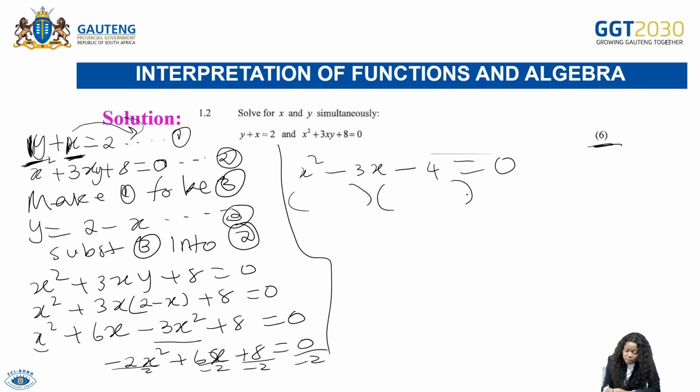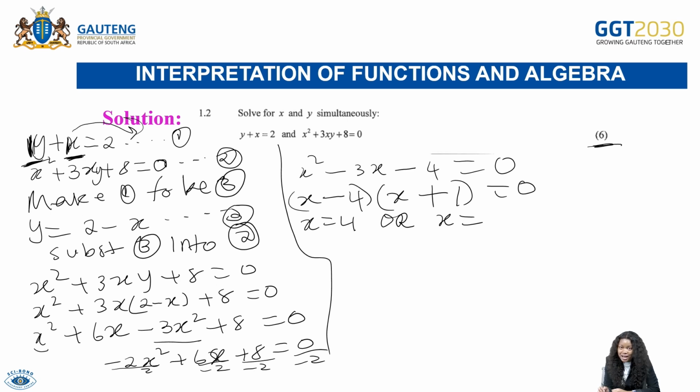Then from here, I've got a quadratic equation. My equation is simpler, so I can just factorize. So I've got x, and then the factors of 4, that gives you a 3. It is going to be a 4 and a 1. Then the bigger number takes the sign of the middle term. So it's going to be negative 4 and a positive 1. So I'll get x equals positive 4, or x equals, if I take the 1 to the other side, negative 1.